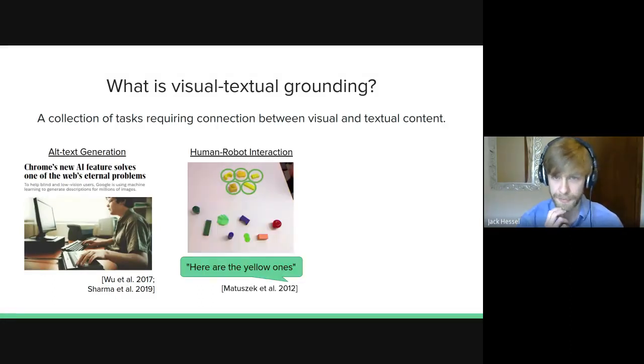Similarly, as robots become increasingly present in our day-to-day lives, there are awesome opportunities in human-robot interaction for visual textual grounding. In particular, we'd like to be able to interact with robots using natural language instructions, such as here are the yellow ones. And we'd like that robot to be able to take that natural language, parse it, and then map it onto the physical world. Usually, robots interpret the physical world through cameras, so a visual textual grounding task.